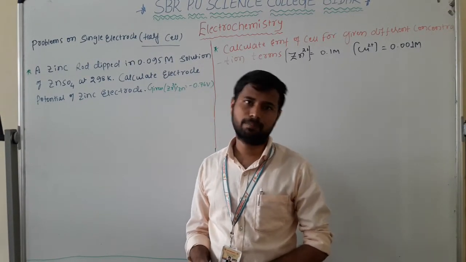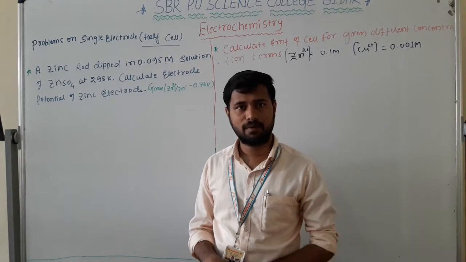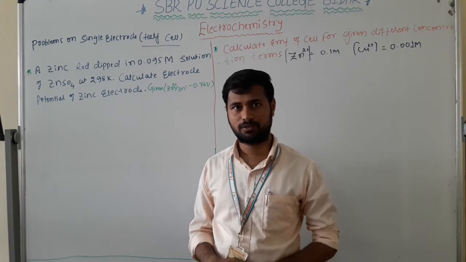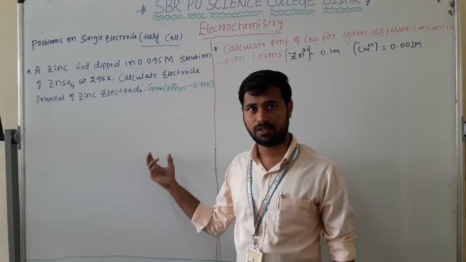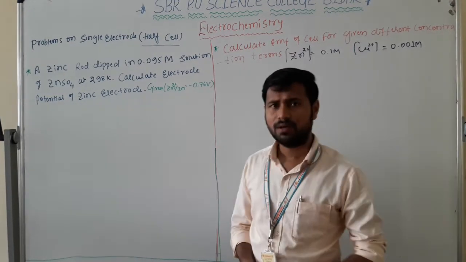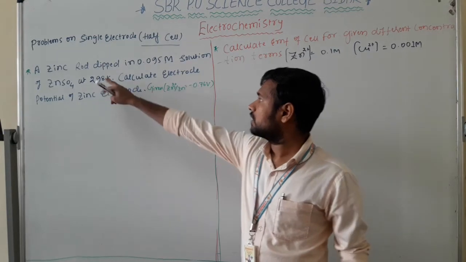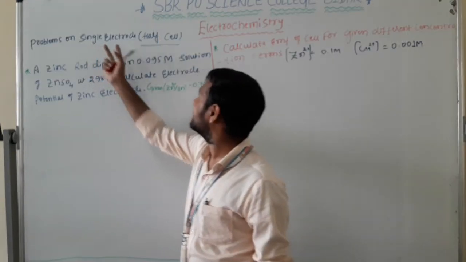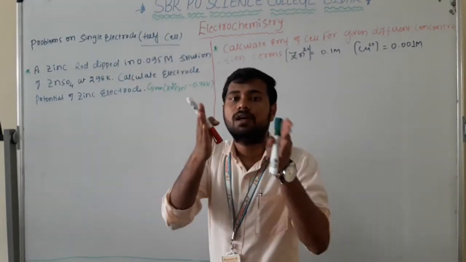Okay, problems are very important for your theory examination as well as the NEET concepts, because this year also a direct question was asked from the problem section, based on this Nernst equation. See, first one, a zinc rod. The first question is based on a single electrode or only half cell.